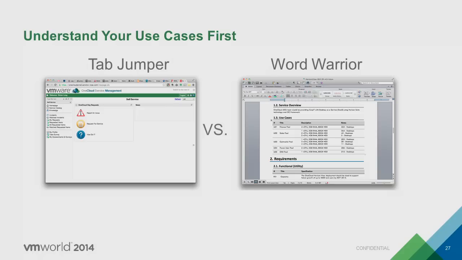So to avoid confusion, I've just changed some names there. I ran out of imagination for some of those, so I do apologize, but typically a tab jumper is, I'm very much a tab jumper, where I have multiple tabs open in Chrome, and I'm constantly flicking between the two. And a word warrior is just someone actually doing their job, just sitting there typing away in a Word document.